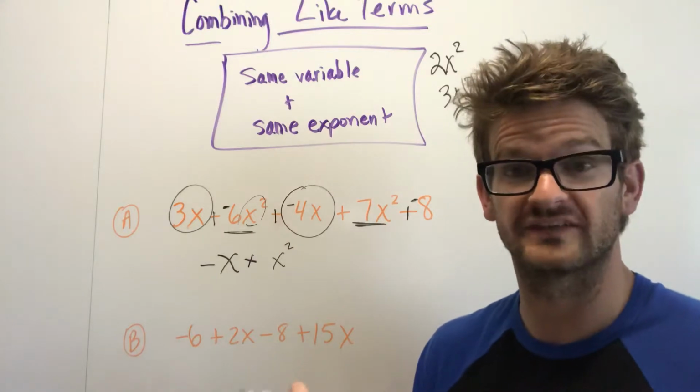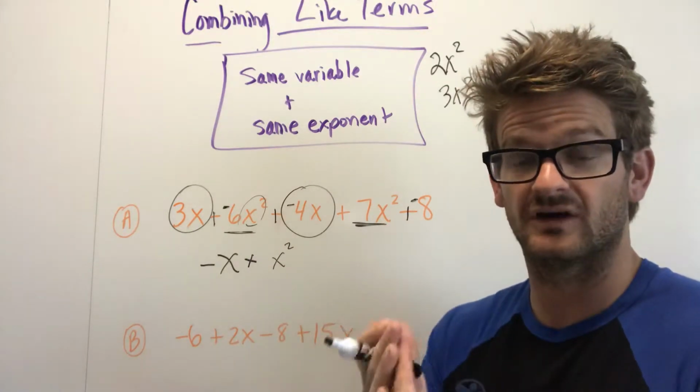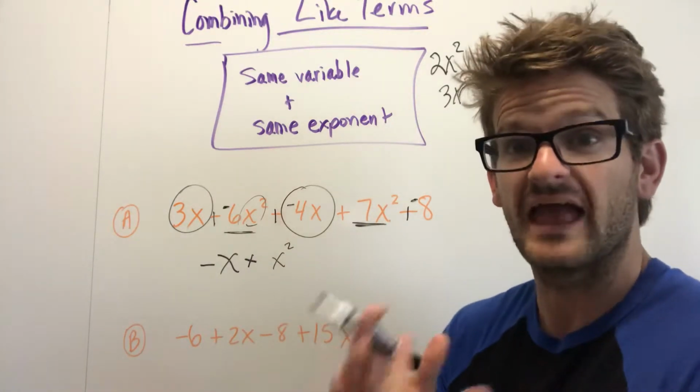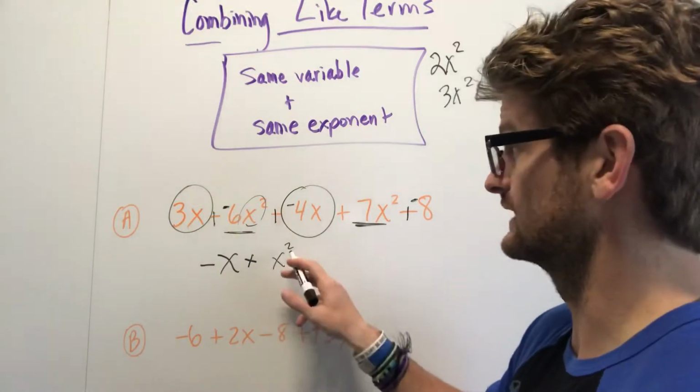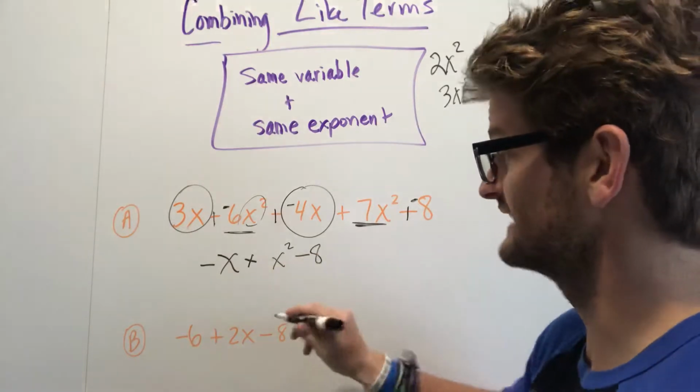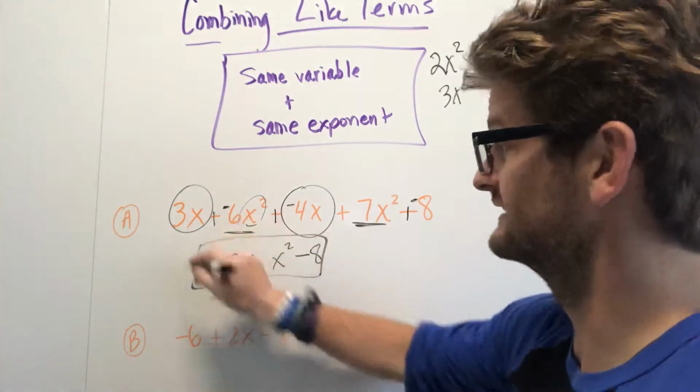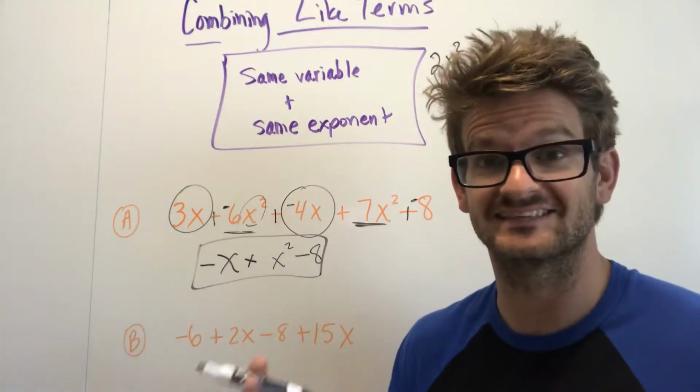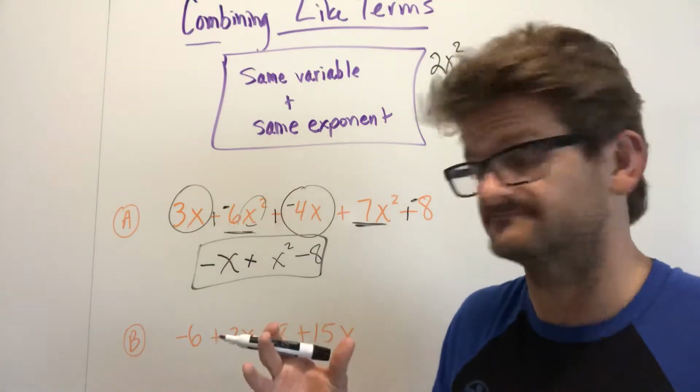We're really aware of signs, and we're just adding these integers together, but keeping the label on as the x squared. And then the last thing, plus negative 8 is just minus 8, and that would be the simplified version. So we're just going to take things that can be combined, and we're going to combine them.